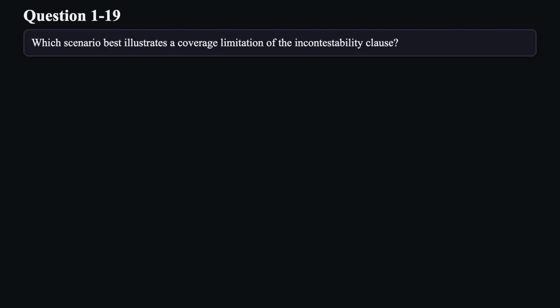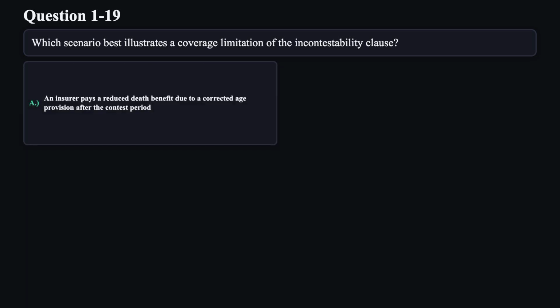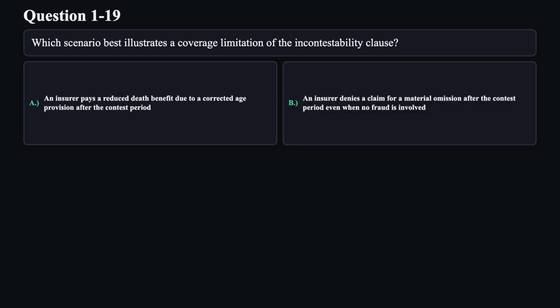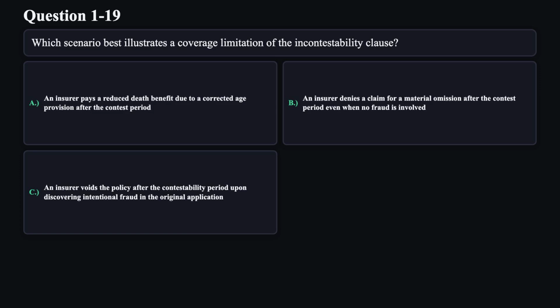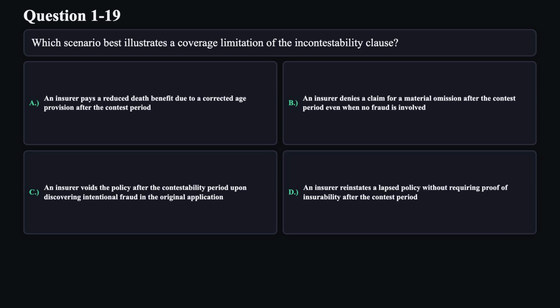Question 19. Which scenario best illustrates a coverage limitation of the incontestability clause? A. An insurer pays a reduced death benefit due to a corrected age provision after the contest period. B. An insurer denies a claim for a material omission after the contest period, even when no fraud is involved. C. An insurer voids the policy after the contestability period upon discovering intentional fraud in the original application. D. An insurer reinstates a lapsed policy without requiring proof of insurability after the contest period.